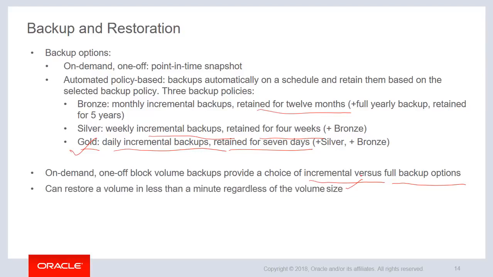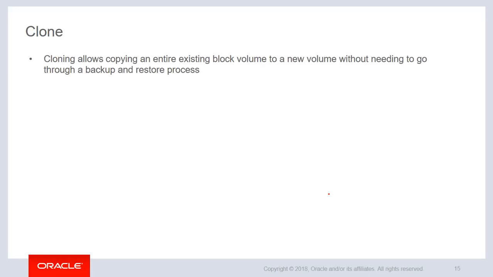So you have an option, and the reason you would do it is for cost purposes, because when you are storing backups in object storage, you're paying for that. So you don't want to do a full backup every time. You can always go with incremental backups. You can restore a volume in less than a minute regardless of the volume size, even if the volume is something around 32 terabytes.